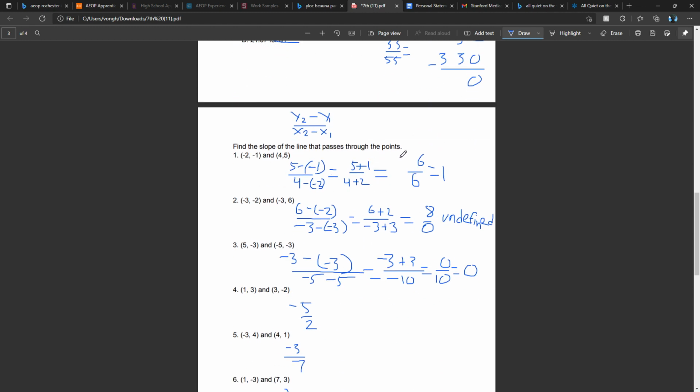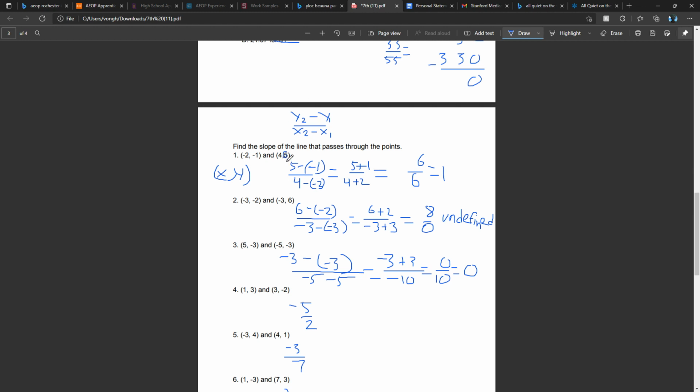Find the slope of the line that passes through the points. To calculate slope, you do y2 minus y1 over x2 minus x1. Here are the points, and the points are written like this: x and y. So this is the x and this is the y. All you have to do is plug it into this formula.